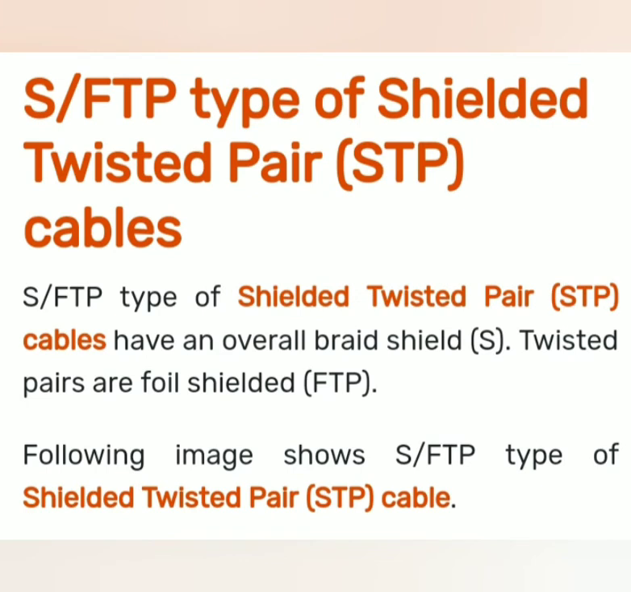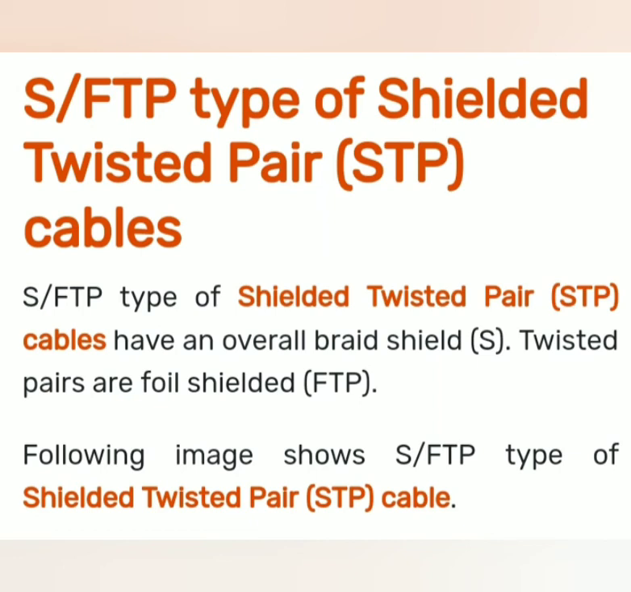S/FTP type of shielded twisted pair cables have an overall braid shield, that is S. Twisted pairs are foil shielded, FTP. The following image shows the S/FTP type of shielded twisted pair STP cables.